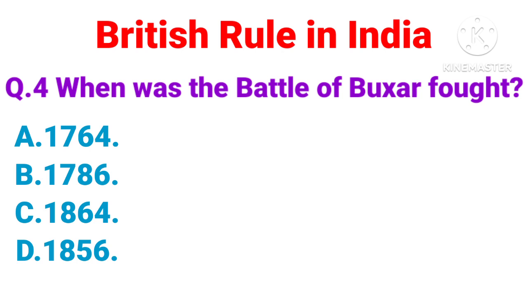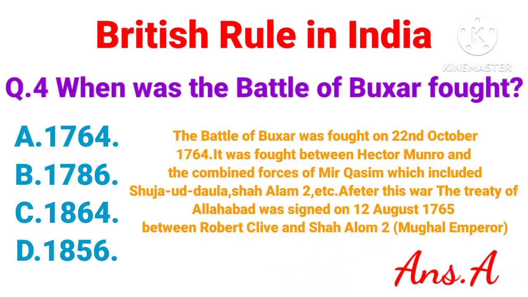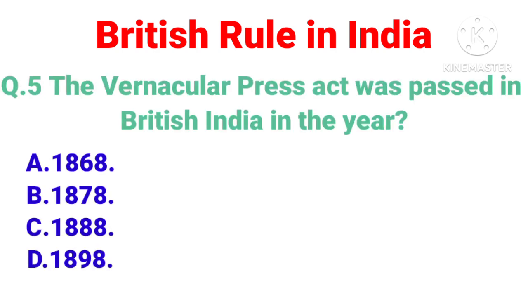Question number 4. When was the Battle of Buxar fought? Option A 1764, option B 1786, option C 1864, and option D 1856. So the correct answer is option A 1764. The Battle of Buxar was fought on 2nd October 1764. It was fought between Hector Munro and the combined forces of Mir Qasim, which included Shujaudullah, Shah Alam II, etc. After this war, the Treaty of Allahabad was signed on 2nd August 1765 between Robert Clive and Shah Alam II, Mughal Emperor.